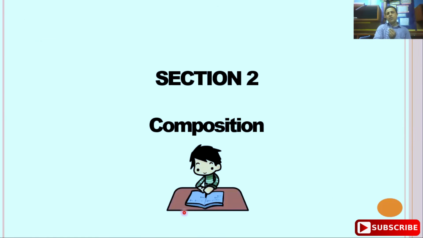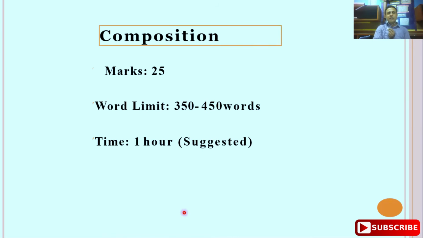Now let's move to section 2. Section 2 is again the composition. This time the composition is of 25 marks, and the word limit is 350 to 450. Previously the word limit was 350 to 500 words, but this time they have reduced it, and you will be given 2 hours to attempt section 1 and section 2. I suggest that you should spend 1 hour on section 2, which is composition.